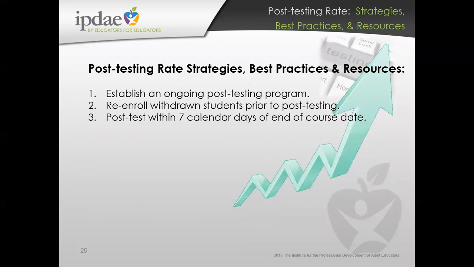Now, the third critical factor impacting your NRS performance data deals with how you can increase your post-testing rate. Again, there are 3 components. 1, establish an ongoing post-testing program. 2, re-enroll withdrawn students prior to post-testing. And 3, try to post-test within 7 calendar days of the end of course date. Let's look at each of these individually along with some resources that can facilitate the process.